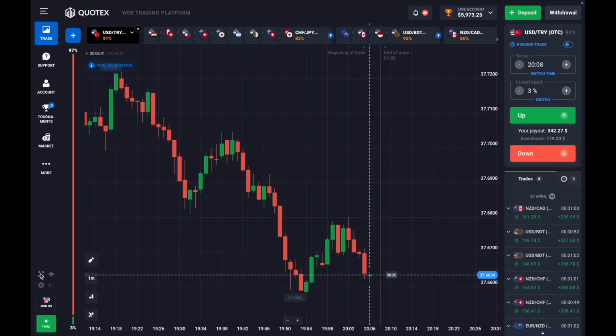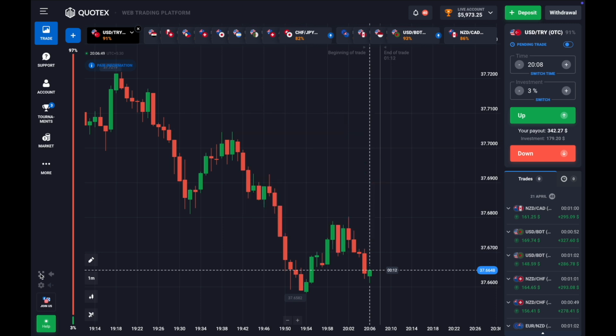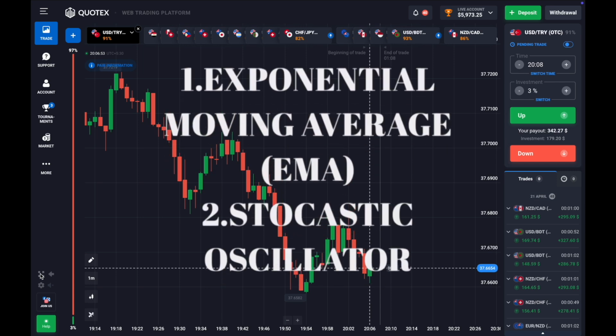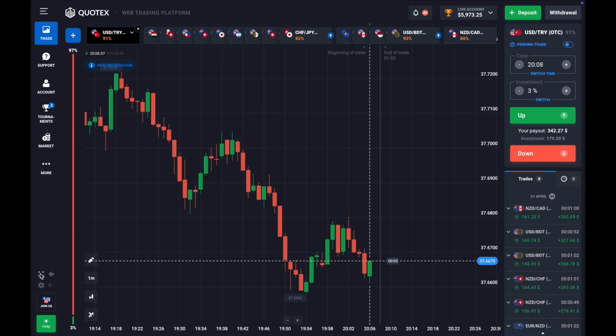I am back with a new strategy which is beginner friendly. I'm personally testing this strategy for a week and the accuracy is mind blowing. This strategy is about EMA trading, that is exponential moving average, and I'm combining this with stochastic oscillator for additional confirmation. In binary option trading, we are mainly focused on 1 minute trading.